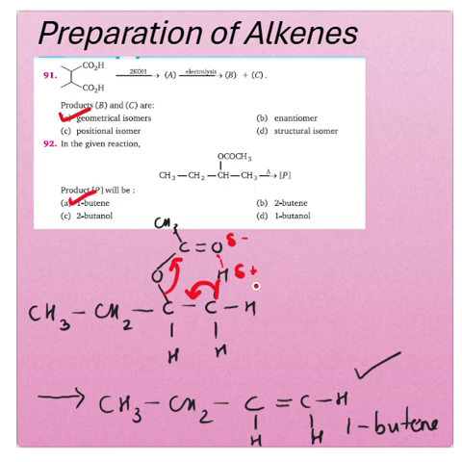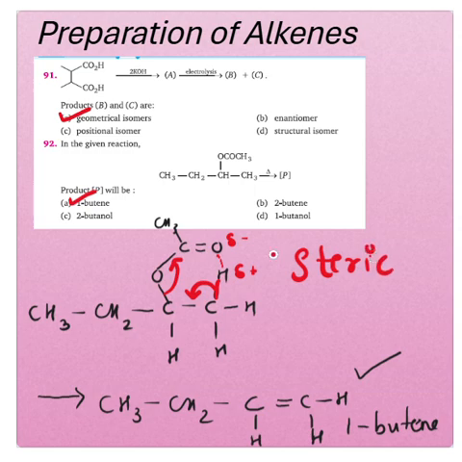Now, the additional information I am giving you here is why it is not 2-butene. Because when we do elimination, there is a probability that you might get 1-butene or 2-butene. But why not 2-butene in this case? Remember, in pyrolytic elimination of esters, the less stable alkene will be formed. The reason is steric hindrance.